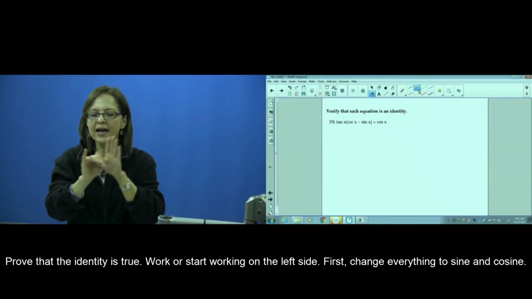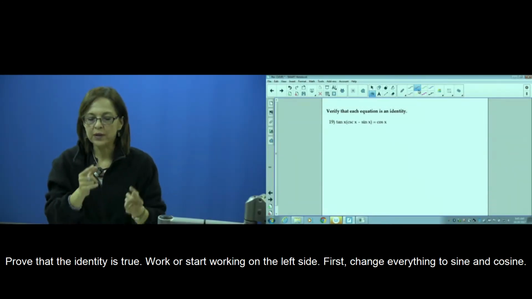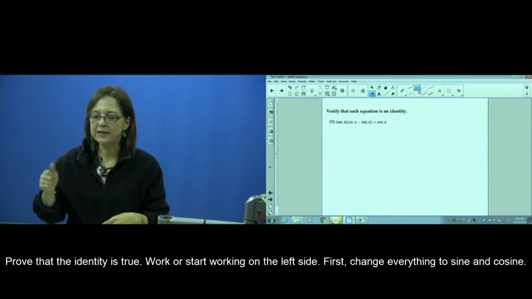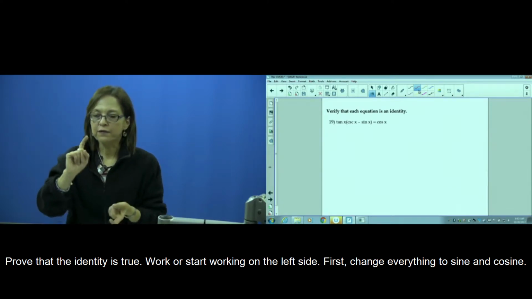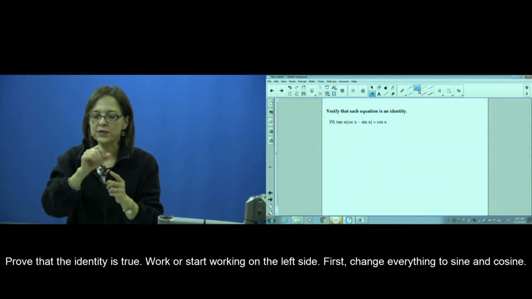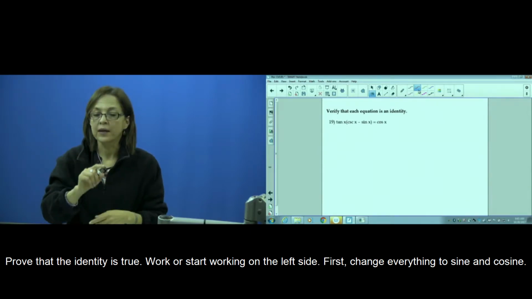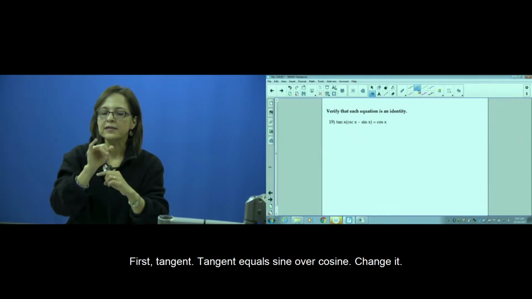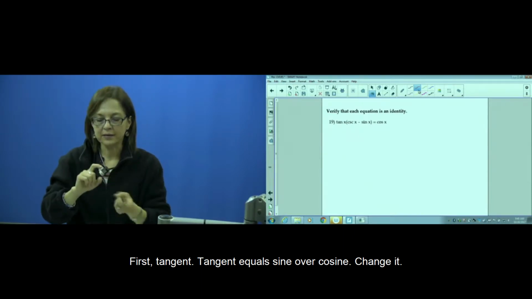Prove that the identity is true. Start working on the left side. First, change everything to sine and cosine. First, tangent. Tangent equals sine over cosine. Change.